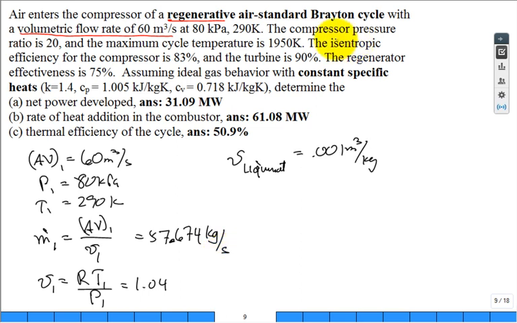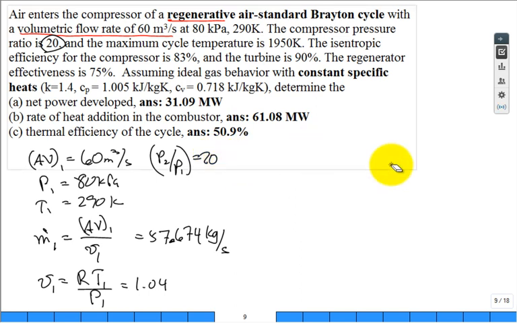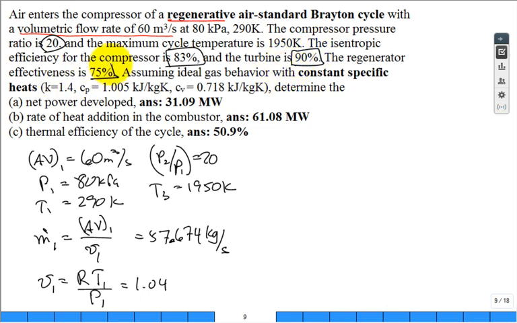Very good. The compressor pressure ratio is 20, so they're giving us P2 divided by P1 is 20. What's a student going to do on an exam? R is equal to 20. Are you going to make that mistake? No, do not make that mistake. Read it slowly: compressor pressure ratio. And the maximum cycle temperature, so T3, is 1950 Kelvin. Isentropic efficiencies are 83 for the compressor, 90 for the turbine. Regenerator effectiveness, 75%. Use the constant specific heats.